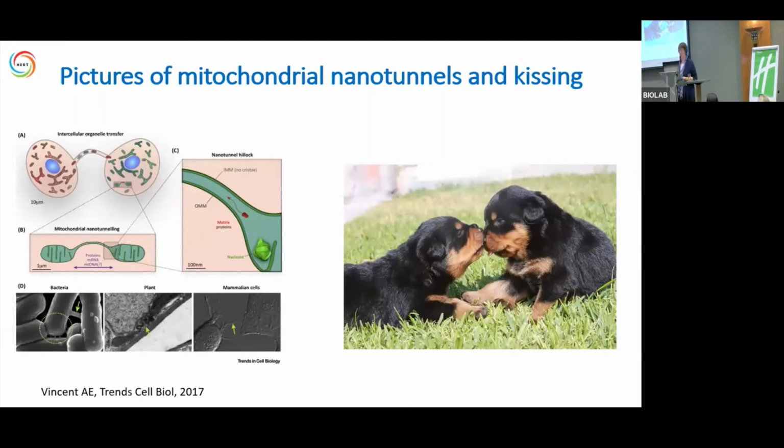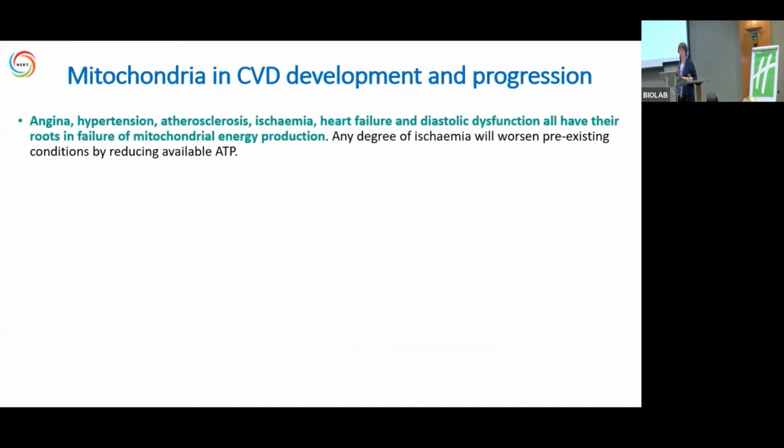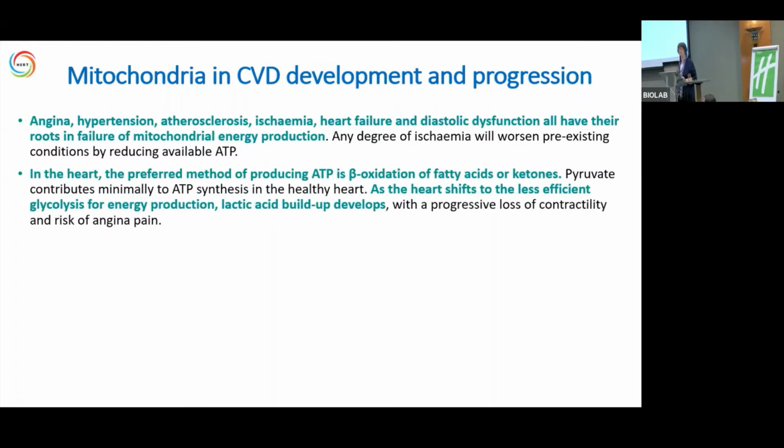So let's have a look at mitochondria in cardiovascular disease development and progression. Most cardiovascular problems have their root in failure of mitochondrial energy production. We're talking about angina, hypertension, atherosclerosis, ischemia, heart failure, diastolic dysfunction, all to do with failure of mitochondrial energy production. When we started out, I said that glucose was nearly always the preferred fuel. Here's the exception. In the heart, the preferred fuel is fatty acids for beta oxidation.